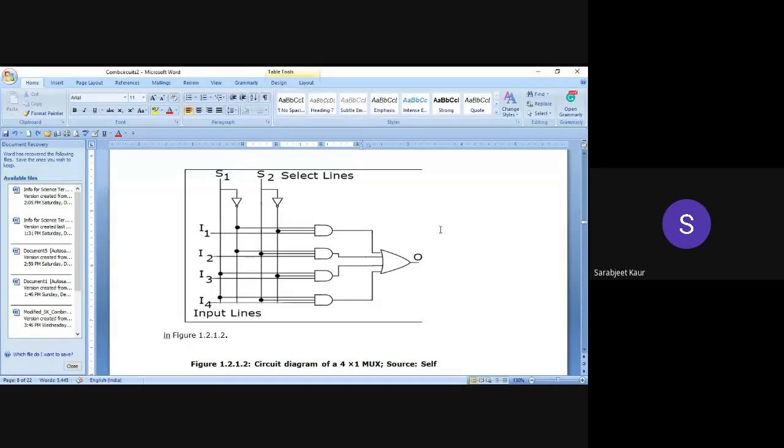Sometimes there is a data valid line, which is used to indicate to a circuit that the circuit should now take cognizance of this particular input. Is this clear?